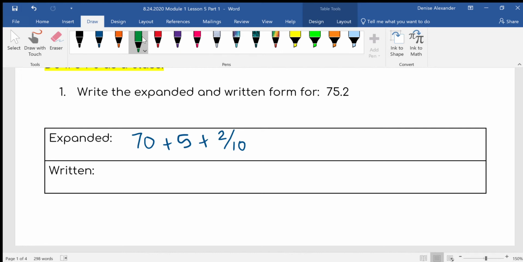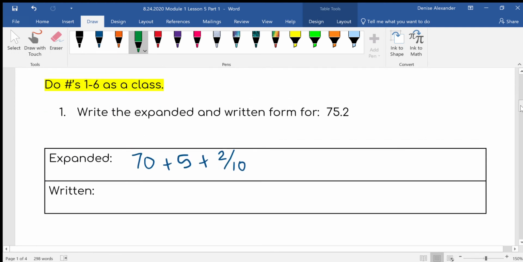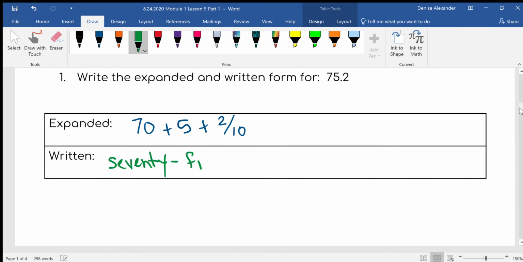If you're not too sure, you're going to go back up in our sheet, look at the word, and write it down. So here we go, 70 hyphen 5. And what's great is with the decimal, we need to write the word and. Then we write 2/10. Make sure there's a THS at the end of the 10ths. Okay, let's go to another problem.